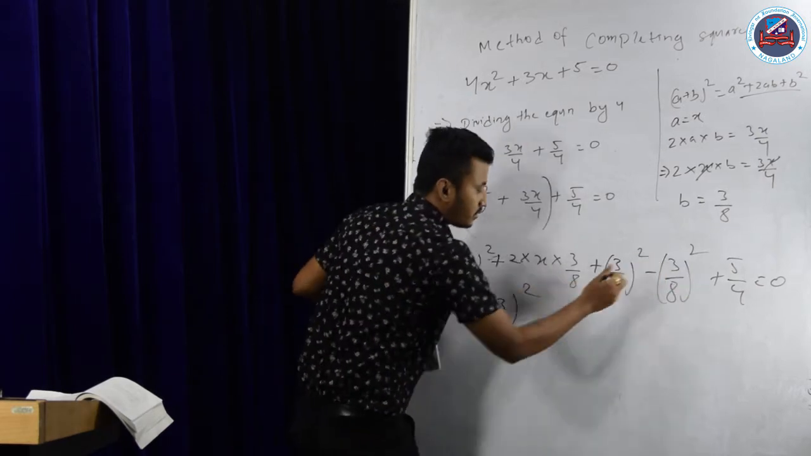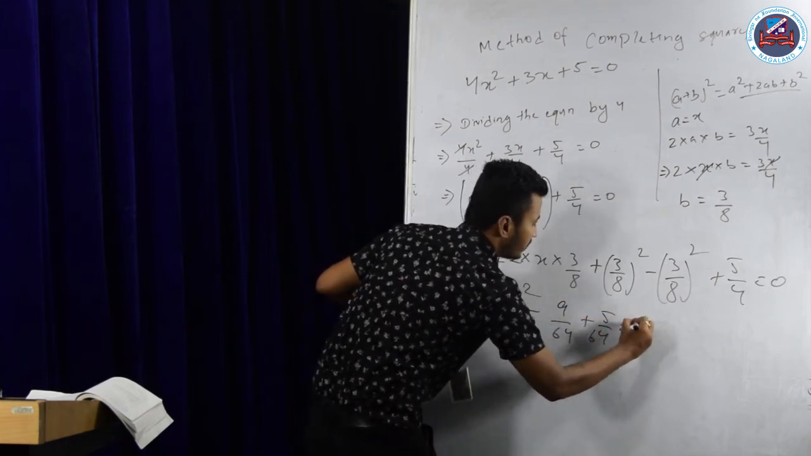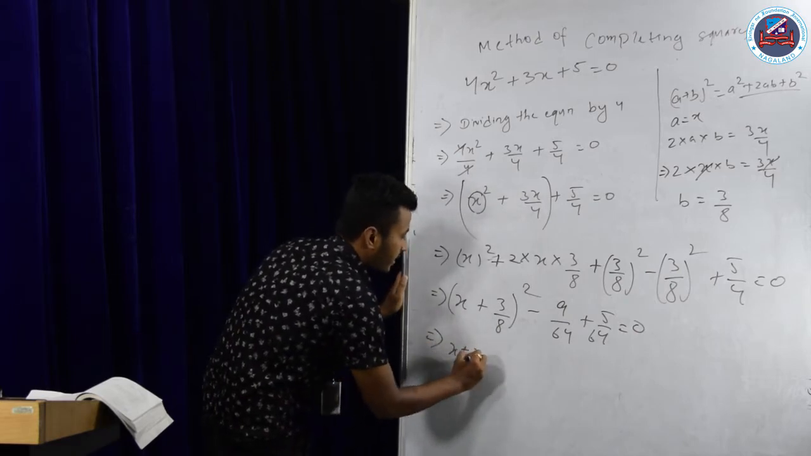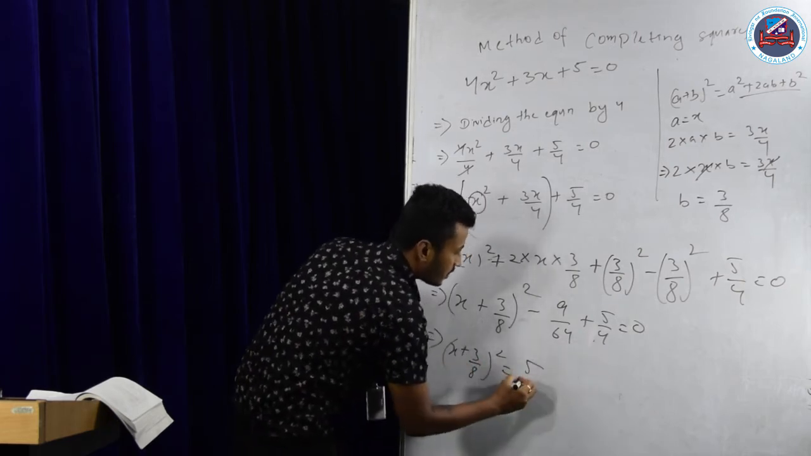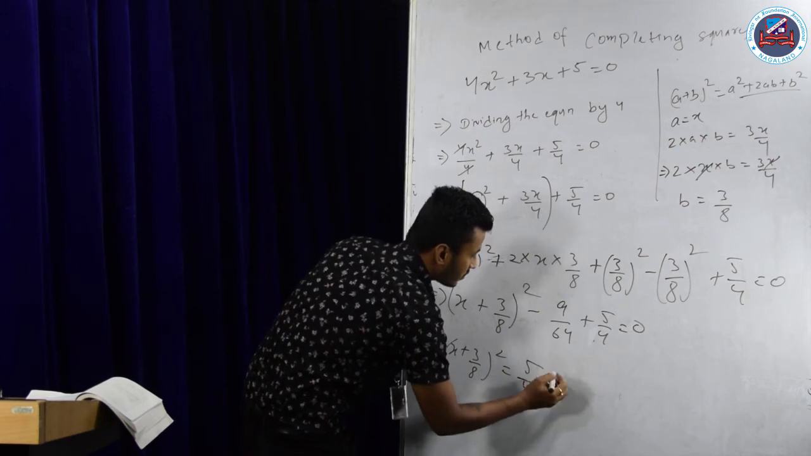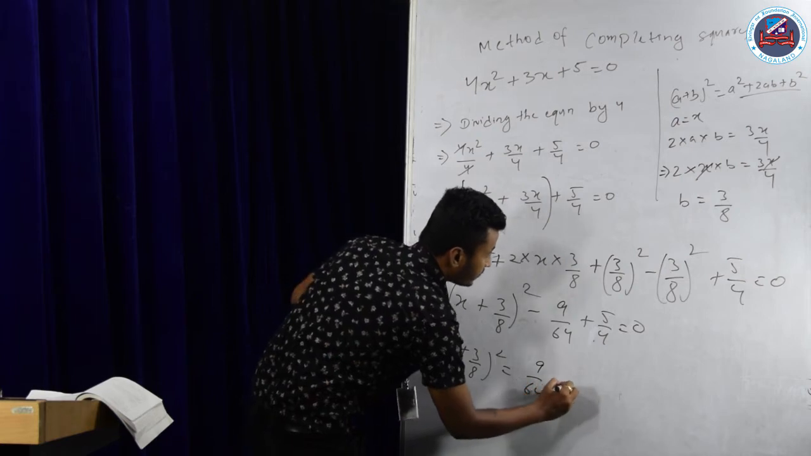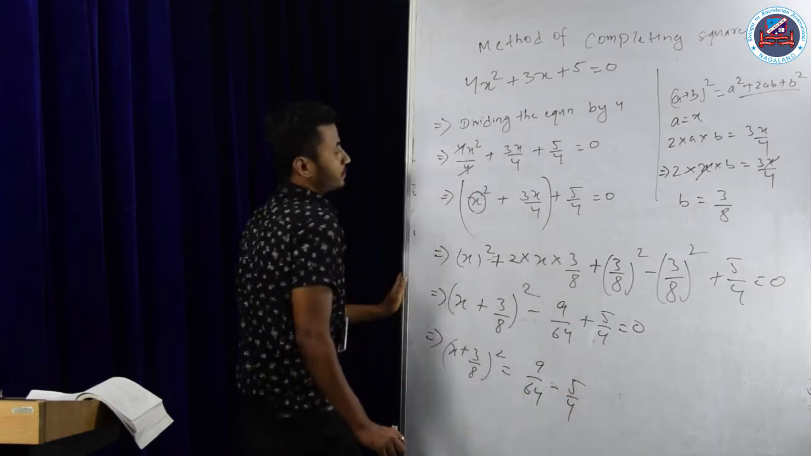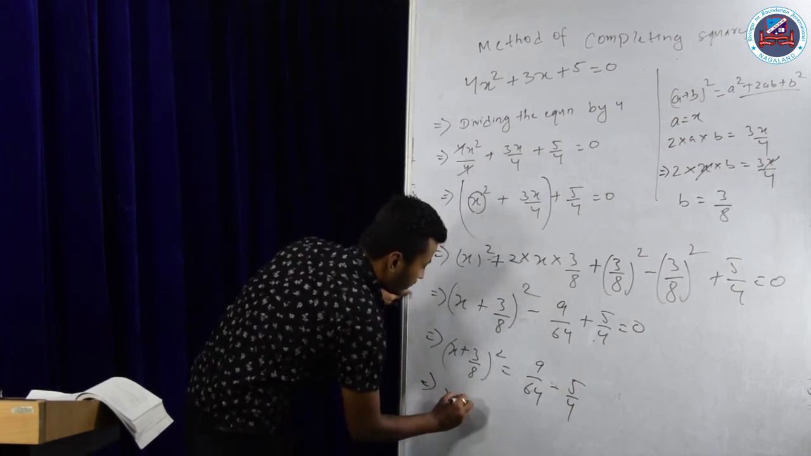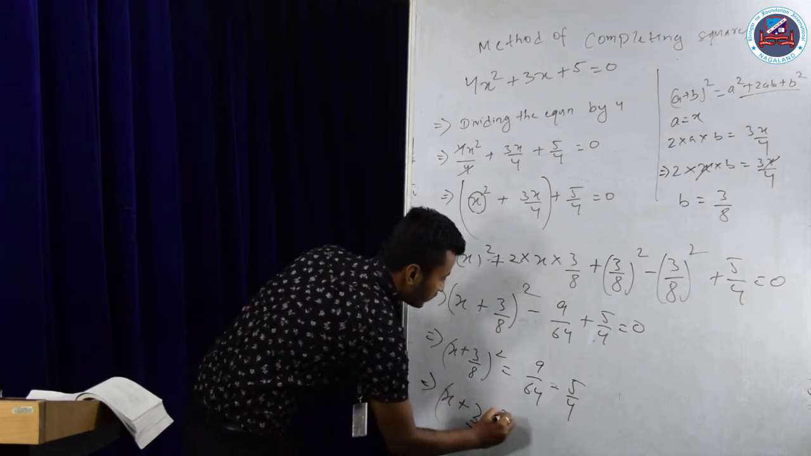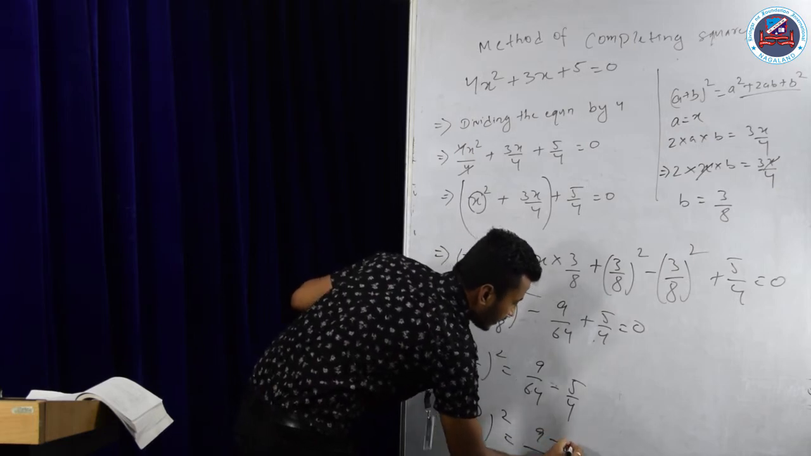Okay? What is this one will be minus 9 by 64 plus 5 by 64 equals to 0. x plus 3 by 8 whole square equals to 5 by 64. This is 4, okay guys? 5 by 4 minus, wait, 9 by 64 minus 5 by 4. What is the final answer? x plus 3 by 8 whole square equals to, LCM 64, 9 minus 4, 16 there, 16 5 there, 80.